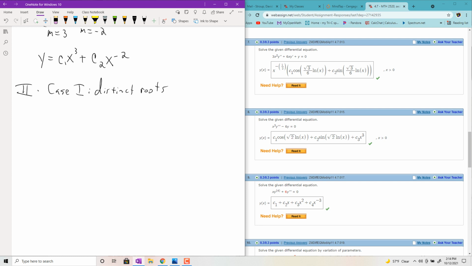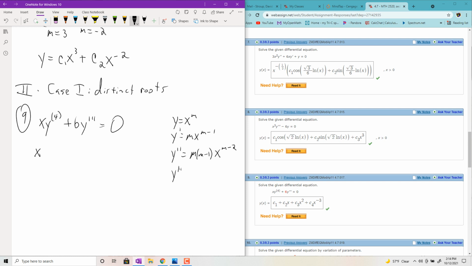All right, so I have number 9. Let's take a look at number 9. They have x times the fourth derivative of y plus 6 times y with the third derivative equals 0. So it looks like I'm going to be able to rewrite this as x times the fourth derivative. So I have the first one is x to the m, y prime is m x to the m minus 1, y double prime is m times m minus 1, x to the m minus 2, y triple prime will be m times m minus 1 times m minus 2, x to the m minus 3, and then the fourth derivative, giving myself a little more room, m times m minus 1 times m minus 2 times m minus 3, x to the m minus 4.